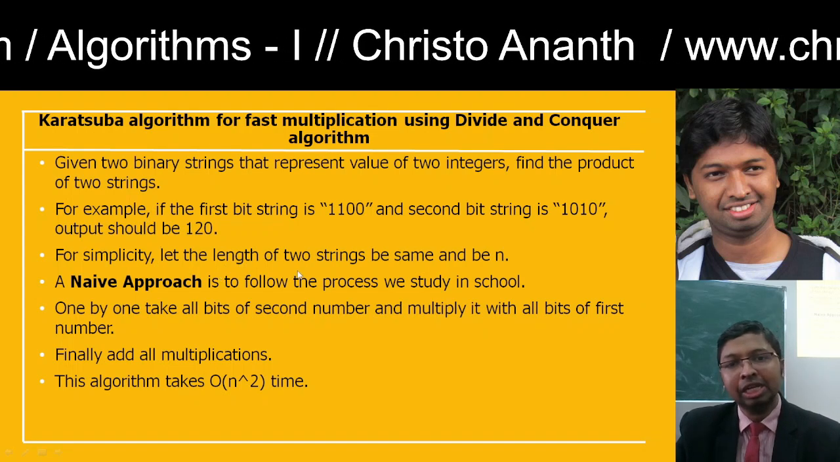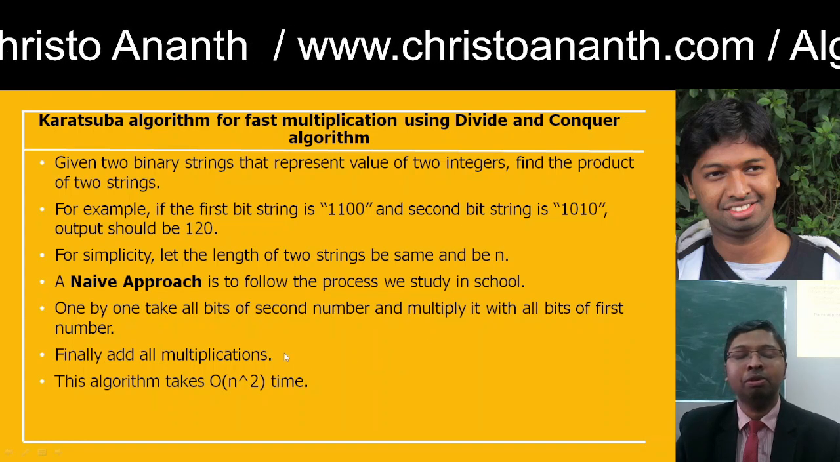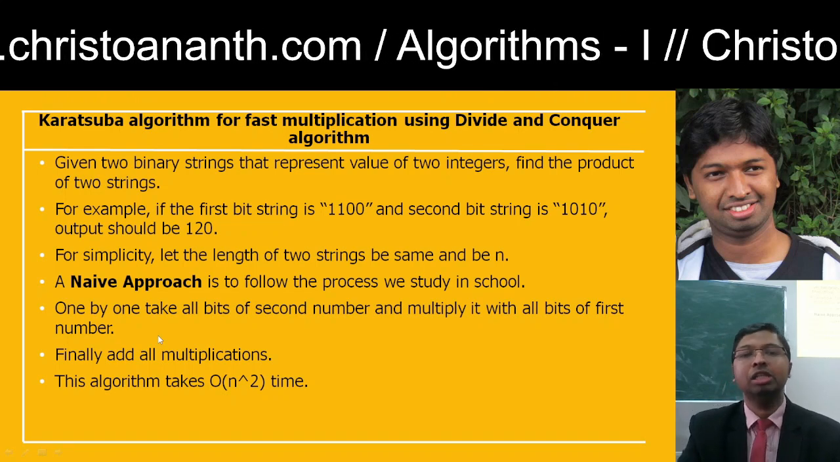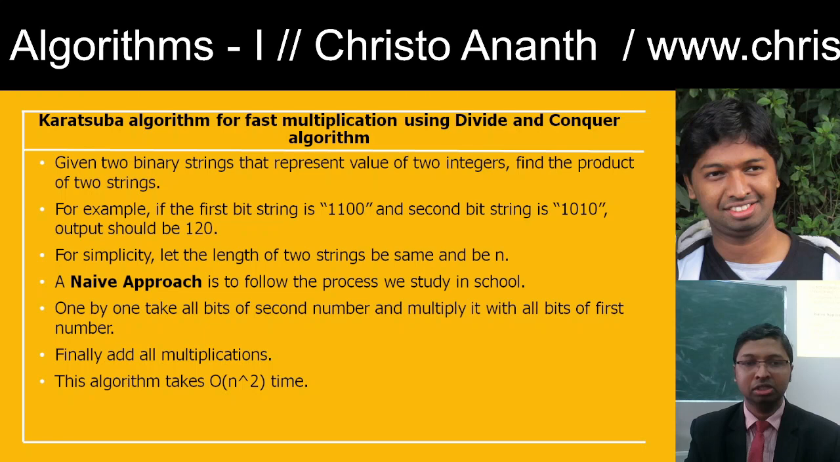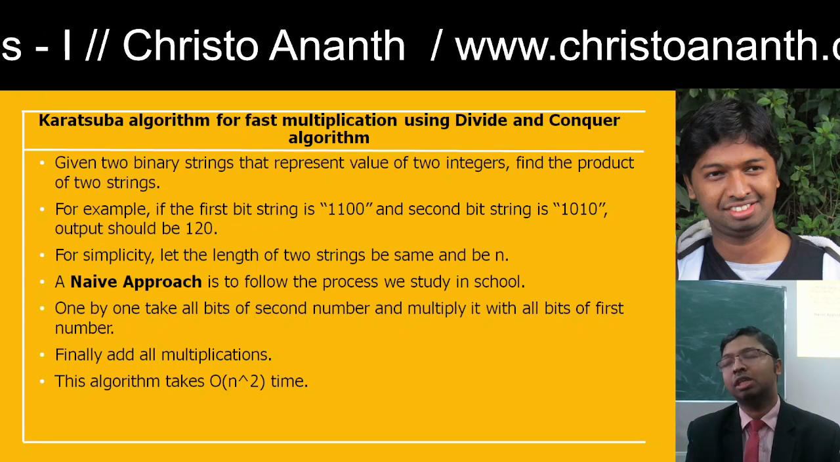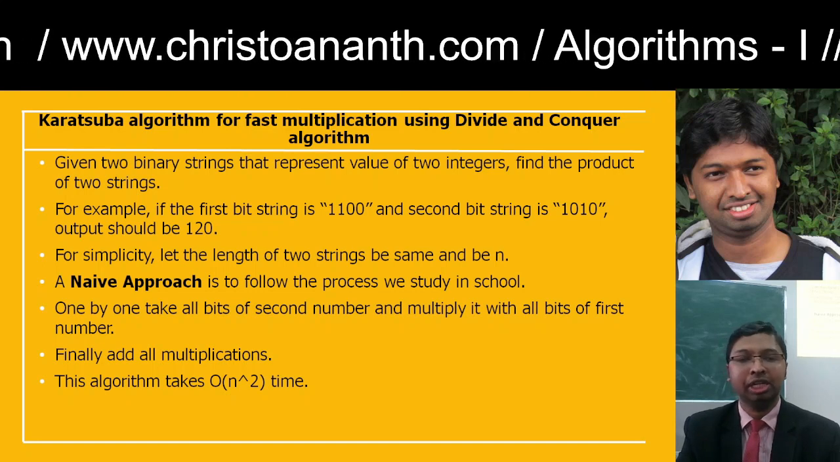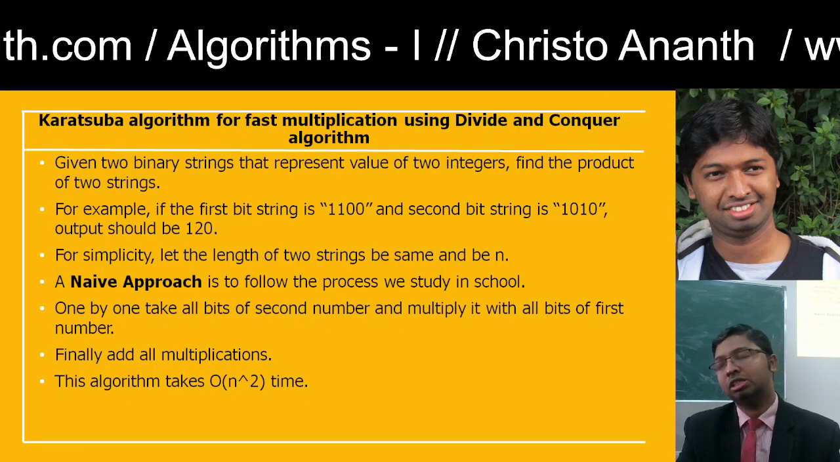Let the length of the two strings be the same and be n. Here we follow a naive approach: we take all the bits of the second number and multiply them with all the bits of the first number. Finally, we add all the multiplications. This takes order of n squared time.